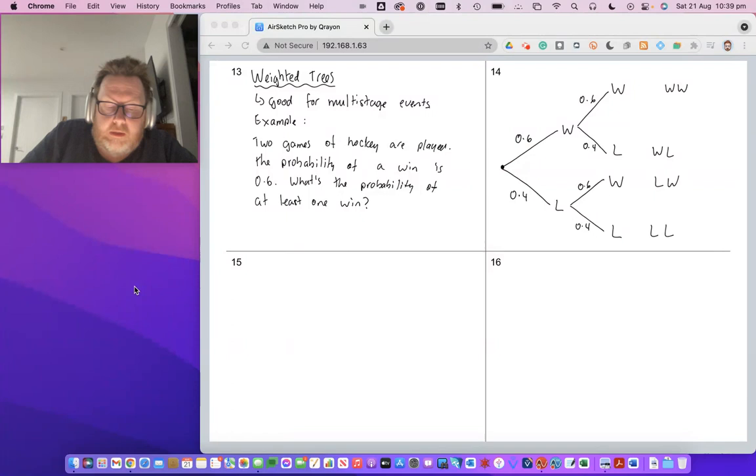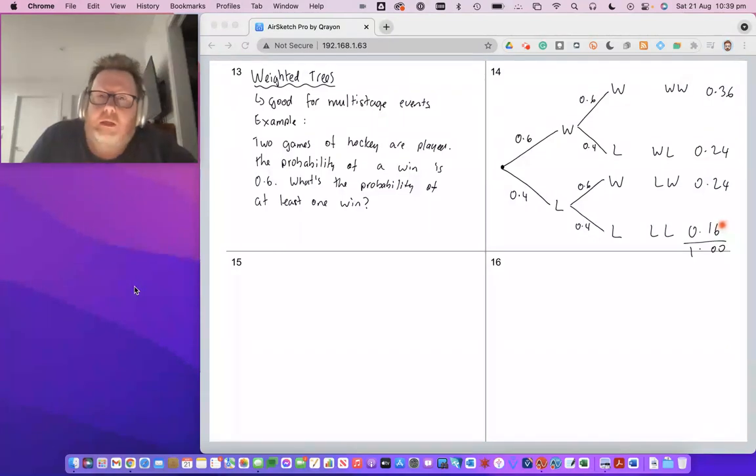So 0.6 times 0.6 is 0.36. Then I've got 0.6 times 0.4, which is 0.24. 0.4 times 0.6 is also 0.24, and 0.4 times 0.4 is 0.16. And it should be no surprise to you that if you add up all those numbers, you'll get 1.00. In other words, all of these probabilities combined is every single outcome, and therefore the total of those outcomes is 100% or 1.